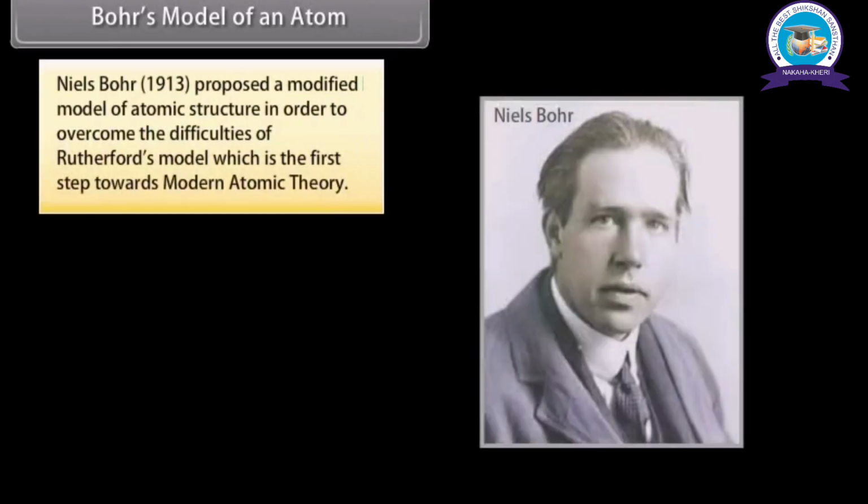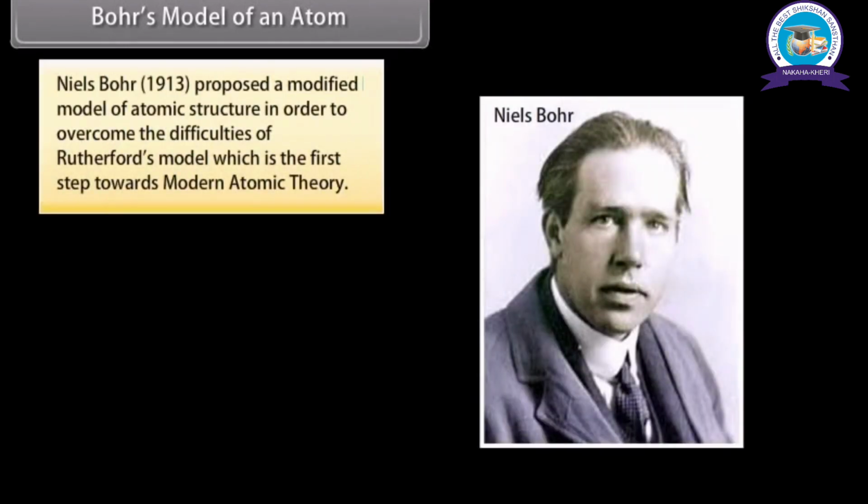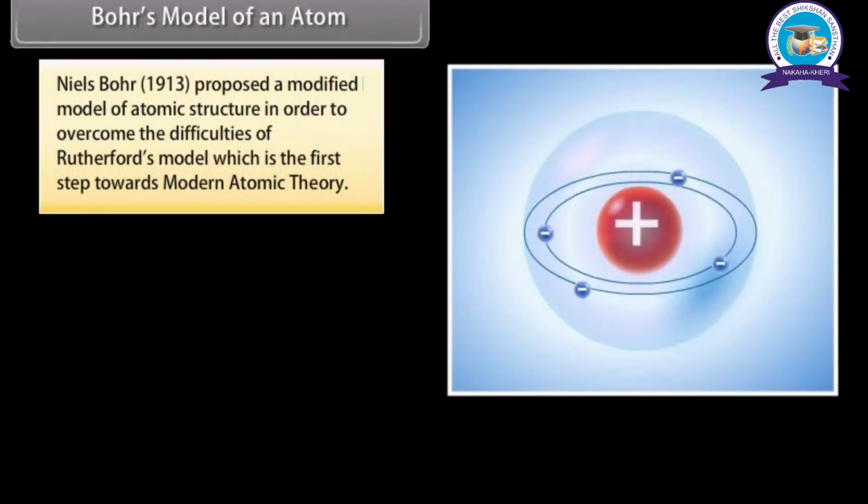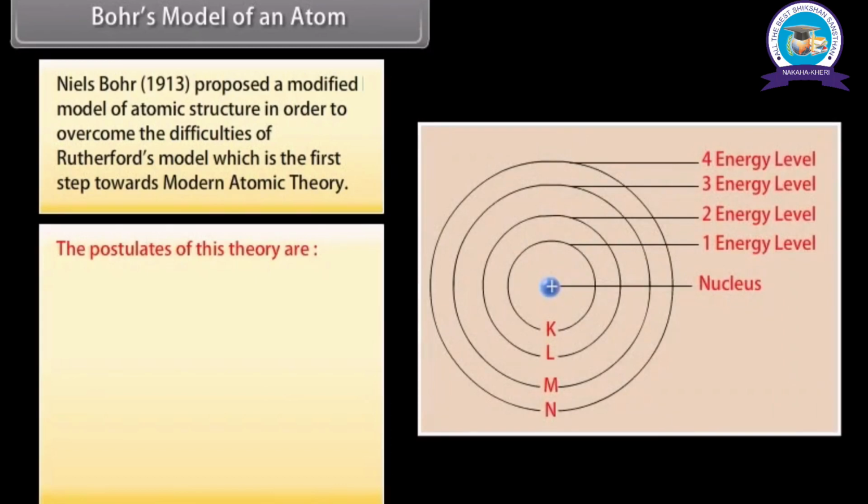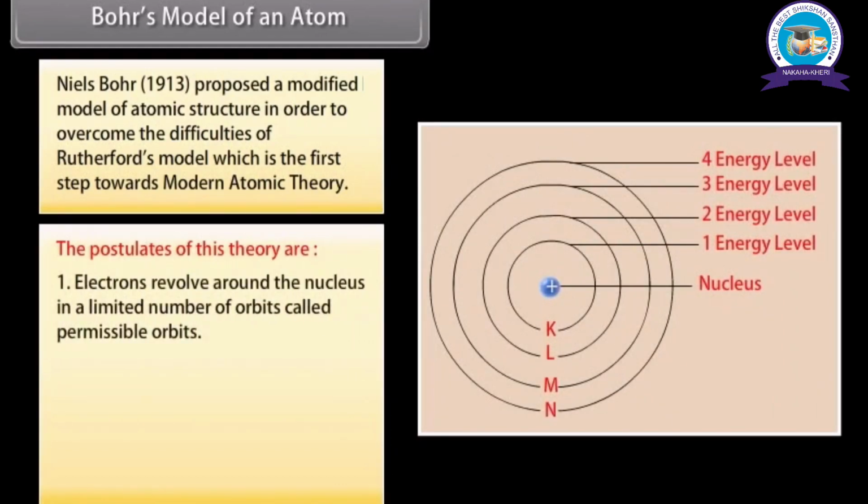Bohr's model of an atom. Niels Bohr, 1913, proposed a modified model of atomic structure in order to overcome the difficulties of Rutherford's model, which is the first step towards modern atomic theory. The postulates of this theory are: 1. Electrons revolve around the nucleus in a limited number of orbits called permissible orbits.